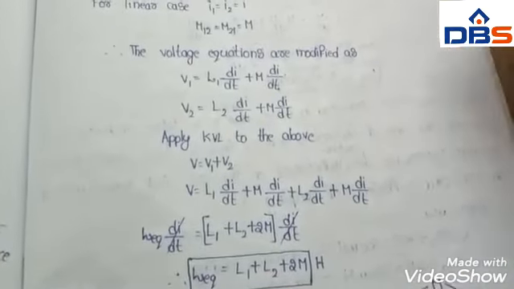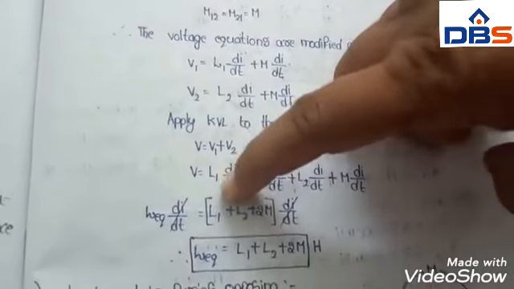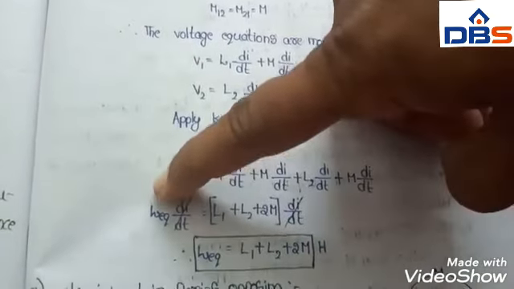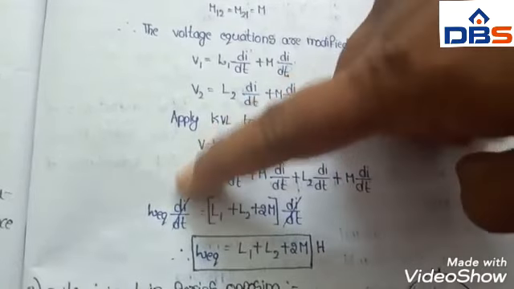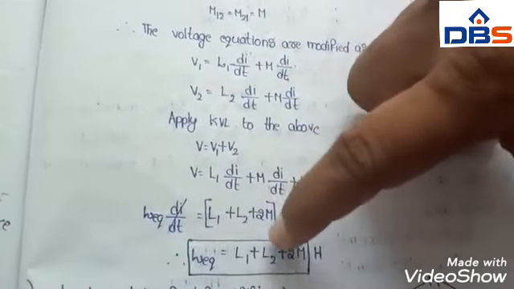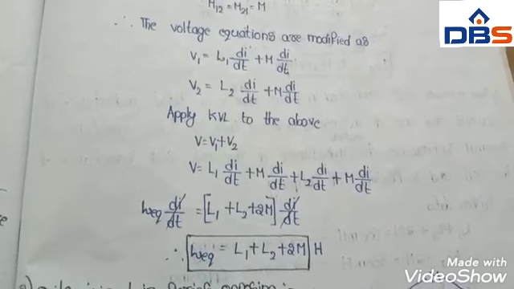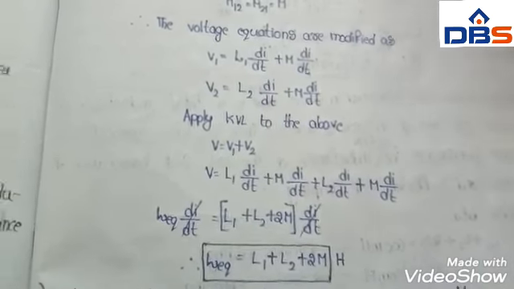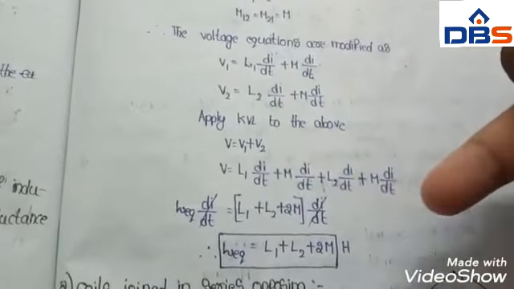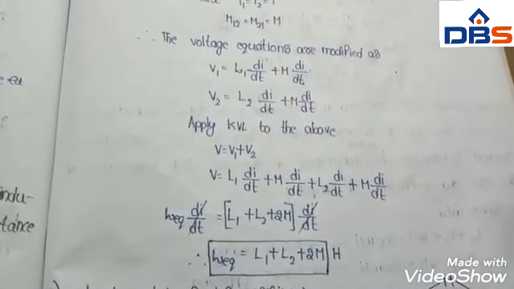Taking di/dt as common factor, that is L1 + L2 + 2M. So L equivalent times di/dt, di/dt will cancel. So L equivalent = L1 + L2 + 2M Henry. For series aiding, the equivalent inductance is L1 + L2 + 2M. This is most important for competitive exams also.